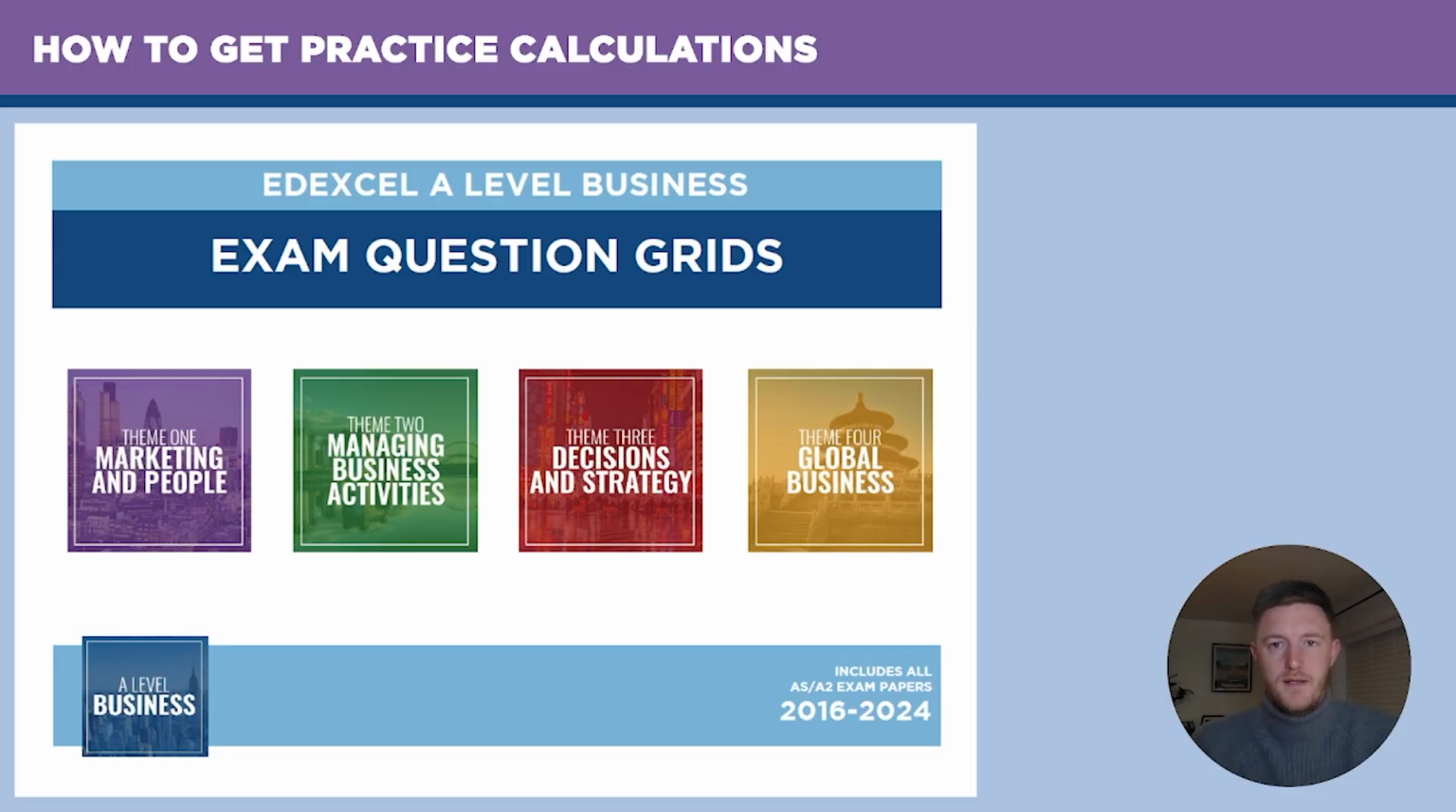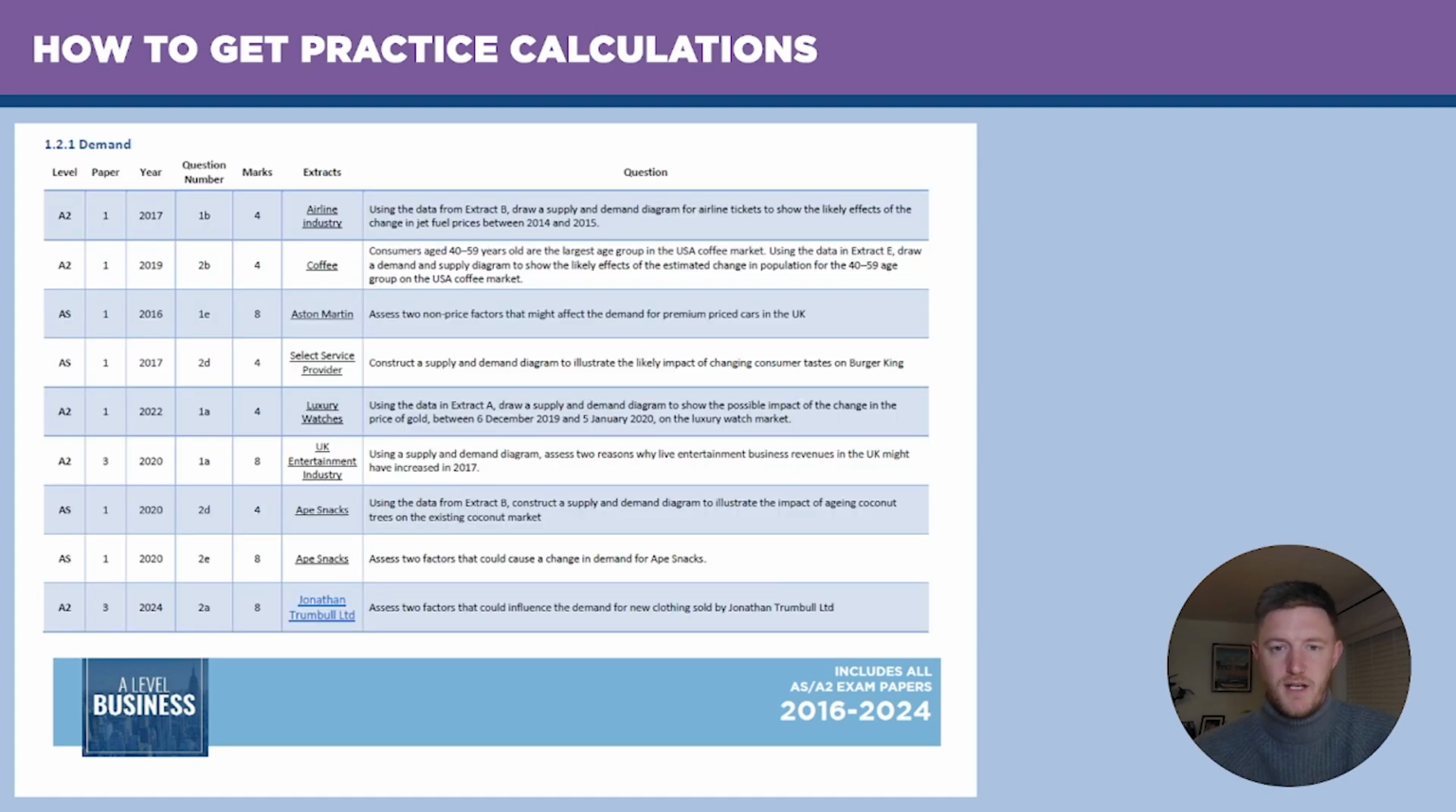So how do you get some practice calculation questions? My advice would be go into the description and have a look at this exam question grid. I'm going to put this in the description so you can view it. If you look for a particular topic, for example we're going to do supply and demand curves later on in this video, and you look at the demand section, you can see all of the past exam questions that have come up on this topic in previous years, including AS papers and A2 papers, for a bit of extra variety of practice.